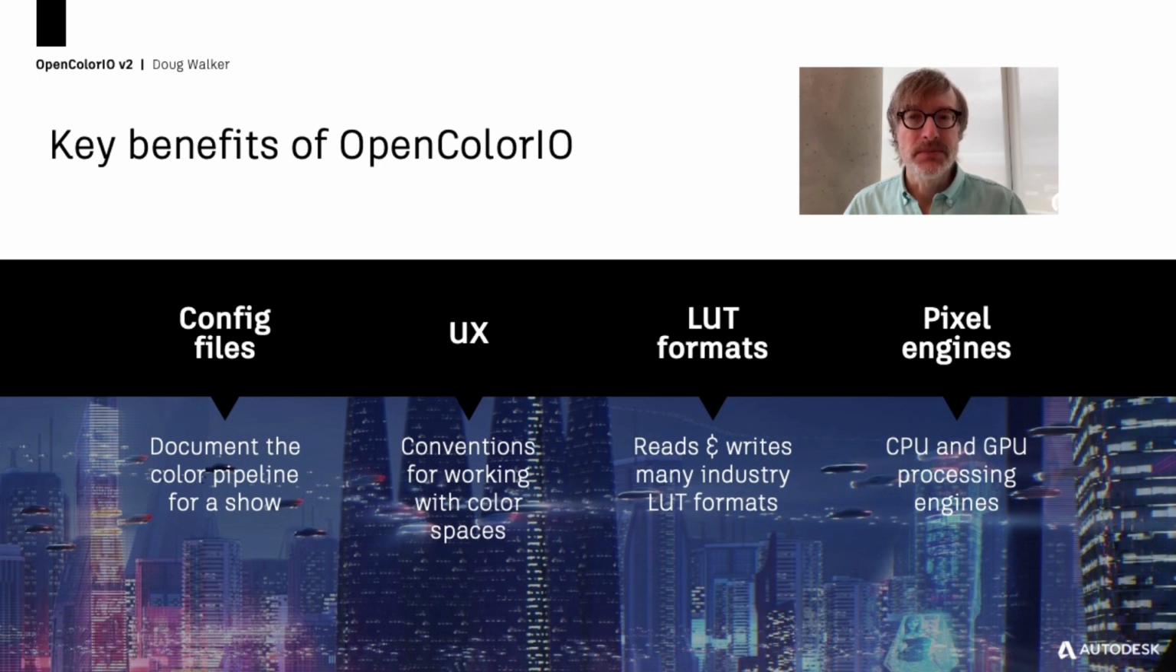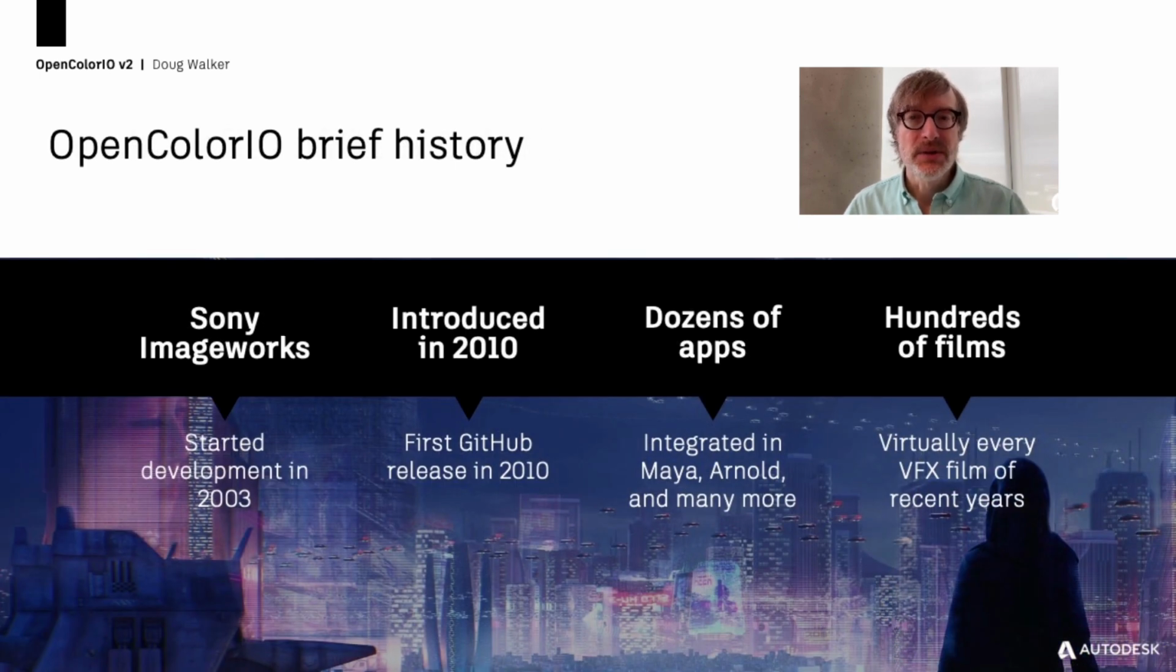OCIO was introduced 10 years ago and has become a de facto standard for implementing color management in the industry. It's been integrated into Maya, Arnold, and dozens of other applications. It's also been identified as the ideal color management for other open source efforts such as USD and MaterialX. OCIO is used on virtually every major VFX-oriented film, and it's become the preferred method for productions to push the color pipeline for a large show out to all of the VFX subcontractors that may be working on it.